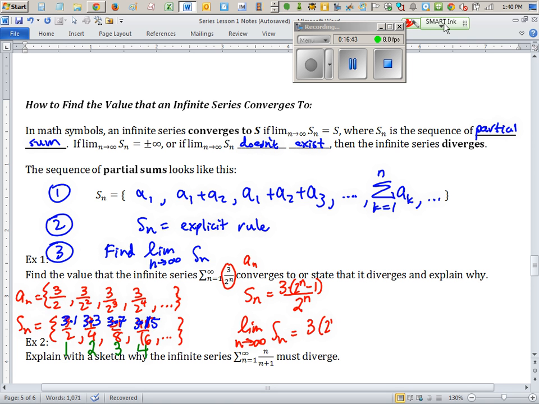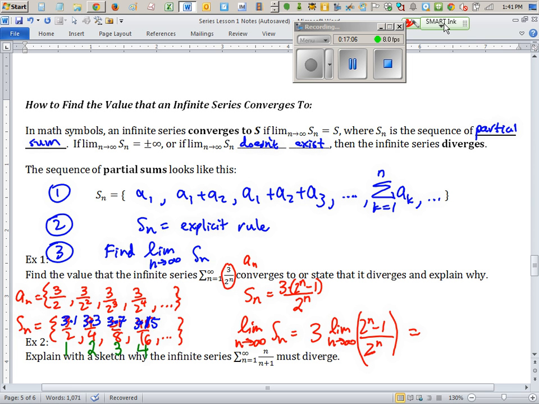So you can use L'Hopital's rule. You could pull out the 3. In fact, I'm going to do that. I'm going to pull out the 3. I think this is a pretty simple limit. I think we can just do this in our head. This comes out to 3 times the limit of 2 to the n minus 1 all over 2 to the n. What happens when n gets very, very large?